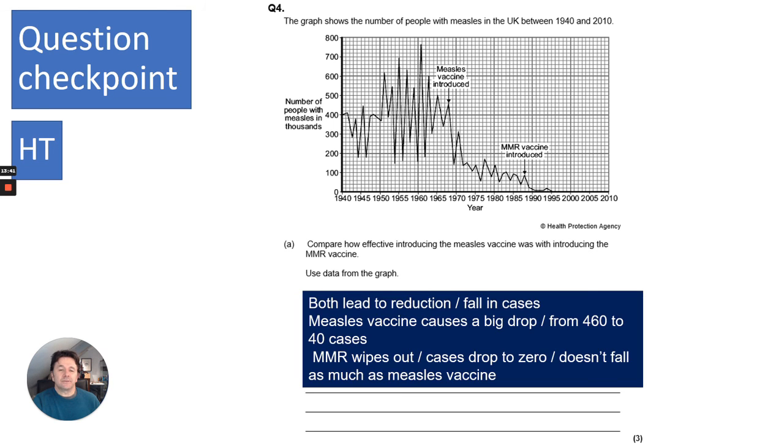So let's talk about the measles first. Well, measles and MMR, they both lead to a reduction. The measles vaccine does cause a larger drop. Again, you could use some of the data in the graph if you wished. MMR, though, does wipe out the cases of measles in the population. It doesn't fall as much as the measles vaccine, but that's because there were less people with measles than in the first measles vaccine.